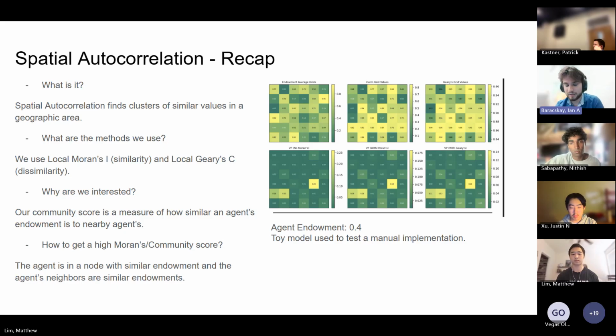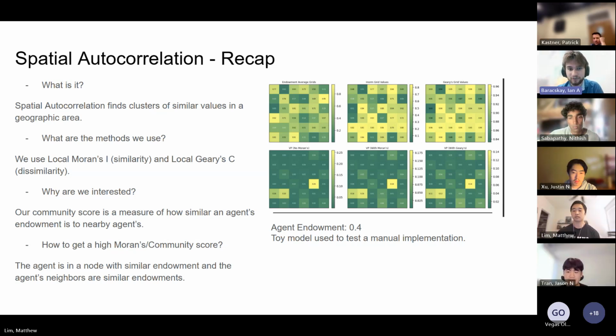And the way these two algorithms work is they find clusters of similar values, and those are given a high value, and then we can use that to calculate our community score. So to get a high Moran's score, you want an agent to exist in a node with a similar endowment, and you want the agent's neighbors to have a similar endowment.